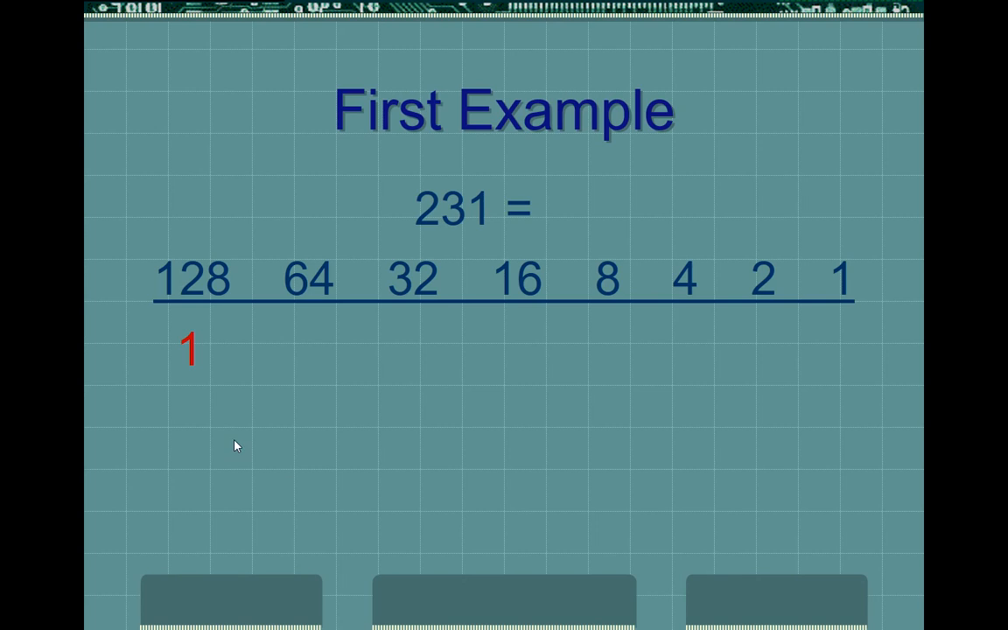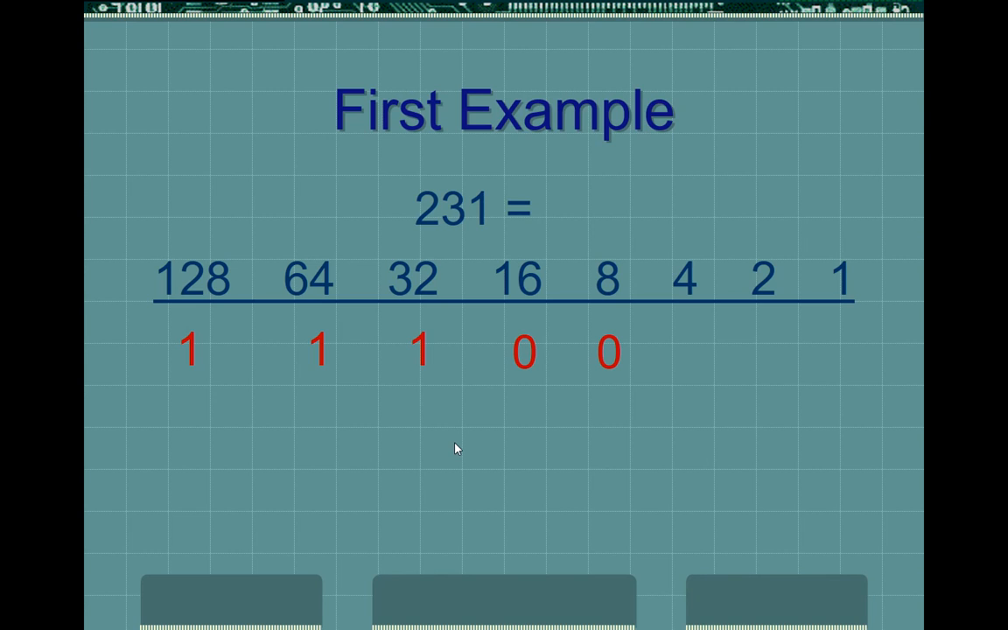Can I subtract 64 from that 103? Yes, I can. I'm going to put a 1 there, and I'm going to subtract 64. I get 39 on my calculator. So now 39, can I subtract the next digit, 32? Yes, I can. So I put a 1, and I actually do that on my calculator. My calculator now reads 7. Can I subtract 16? No, I cannot. From my 7, can I subtract 8?